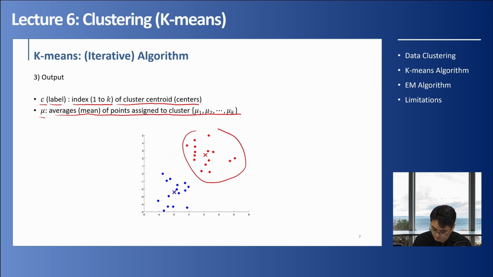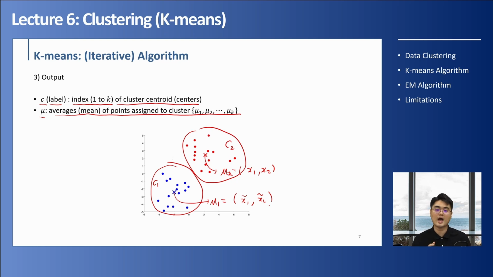Here, this will be something like, we have two clusters. Let's say that the data points here have the label C2, and here C1. And we know the coordinates of the centers, mu1 equals, let's say, x1 comma x2, and mu2 equals, let's say, x1 tilde and x2 tilde. So these are the outputs that we're going to get from k-means clustering.